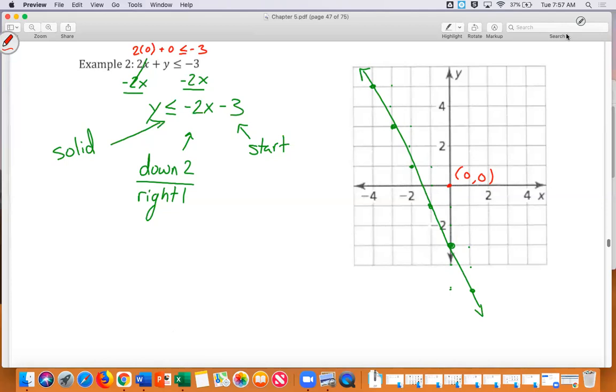Is 0 plus 0 less than -3? No. So we would shade below, which also matches up with we're not eating the y here. Do we see that? Because we're not eating the y, we're shading below that line. How are we feeling about this? Pretty good? It's not terrible, right? Not terrible.